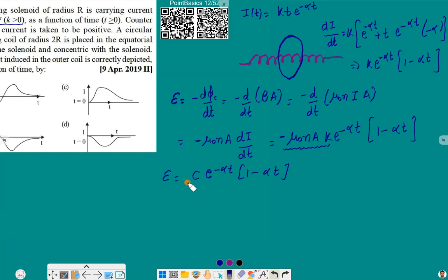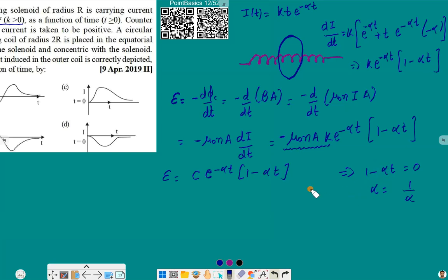And now from this expression of the EMF, we can see that this EMF will reduce to zero when 1 minus alpha t is equal to 0, or we can say t is equal to 1 by alpha.